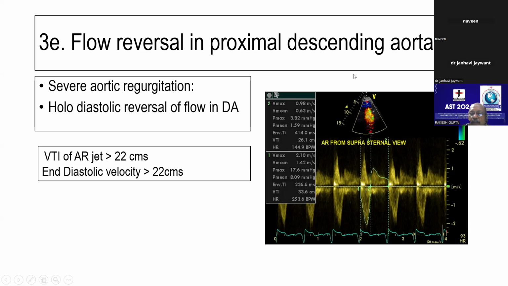Does severe AR reflect as a functional AS? Dr. Naveen has asked, does severe AR have functional AS? Yes. Velocity will be increased, but not the mean gradient. The majority of AR will have some amount of increased flow velocity across the aortic valve.